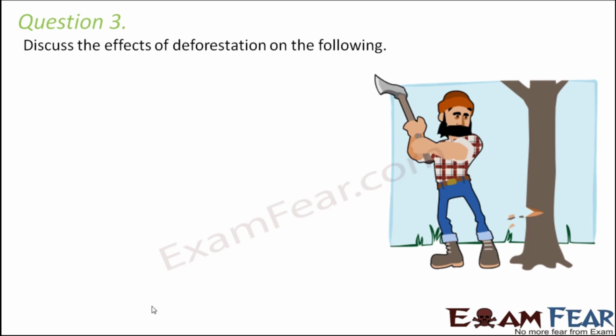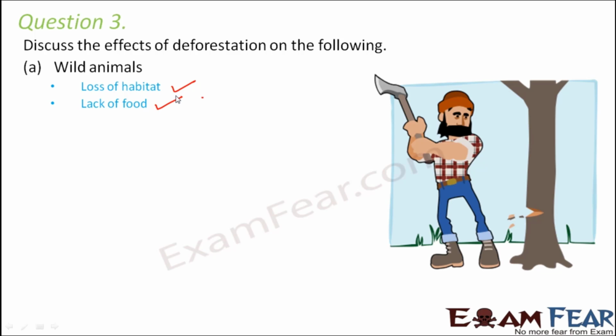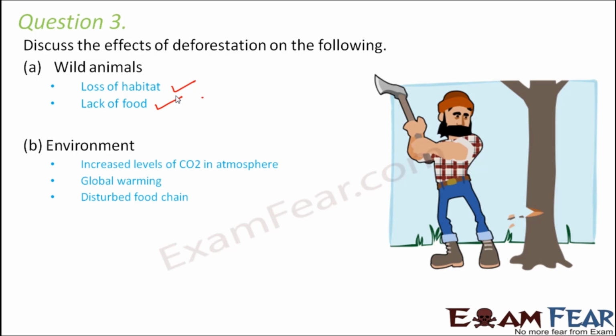Question number 3. Discuss the effects of deforestation on the following. So what is deforestation? It is nothing but cutting down of forests on a large scale. So what will be the result of deforestation on wild animals? Now, if you clear down the entire forest, the animals will lose their habitat. So loss of habitat is one consequence, and lack of food. The animals will not be able to get their food. So these will be the consequences on wild animals.